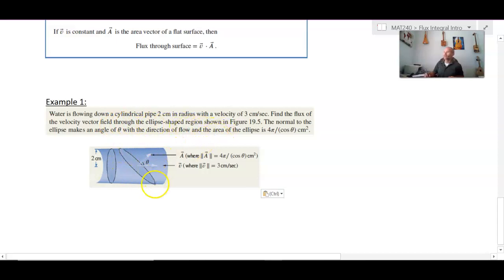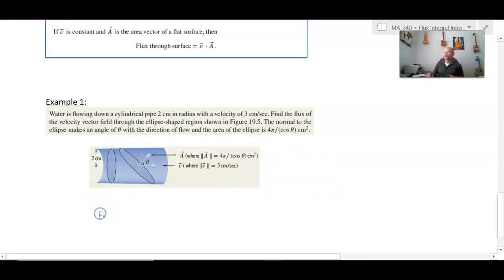Okay, so notice that we have this tilted region right here. The normal to the ellipse makes an angle of theta with the direction of flow. Okay, so that's our area vector and our velocity vector. There's an angle of theta with the direction of flow, and the area of the ellipse is this wacky 4 pi over cosine theta square centimeters. Don't worry too much about that. That's just what we're given as the magnitude of that area vector. Okay, so we can do this in two ways.